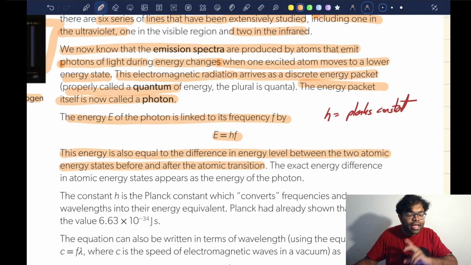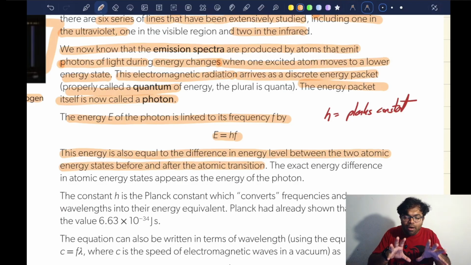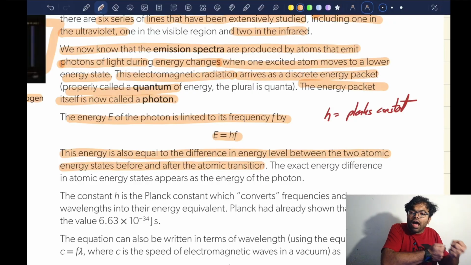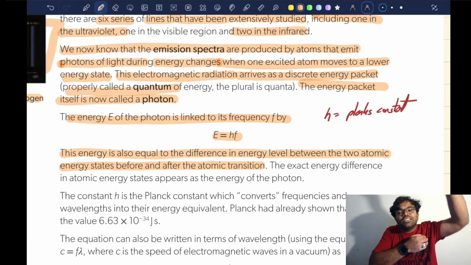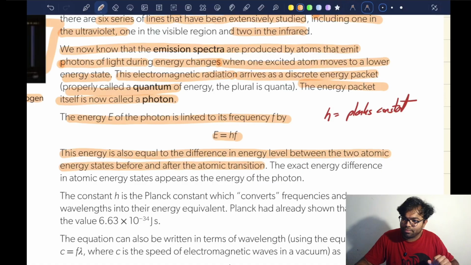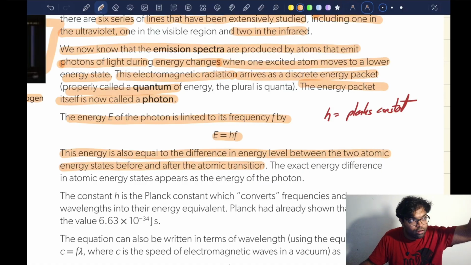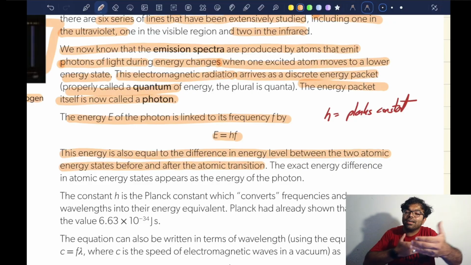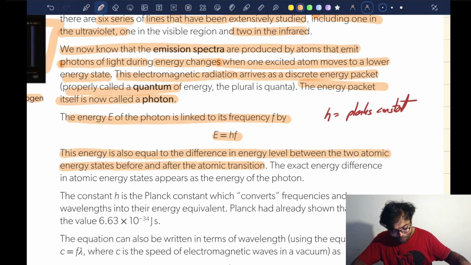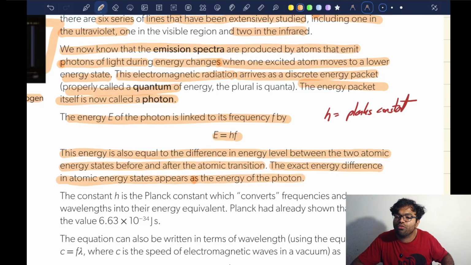calculate your initial position. Similarly, by calculating the amount of energy that was coming from the electron, I could calculate from which energy level it fell. Okay, did it come from the second to the first? Did it come from the third to the second, fourth to the third? Okay, we can calculate the transition that is taking place. Clear? Okay. Now, the exact energy difference in the atomic energy states appears as energies of photons.